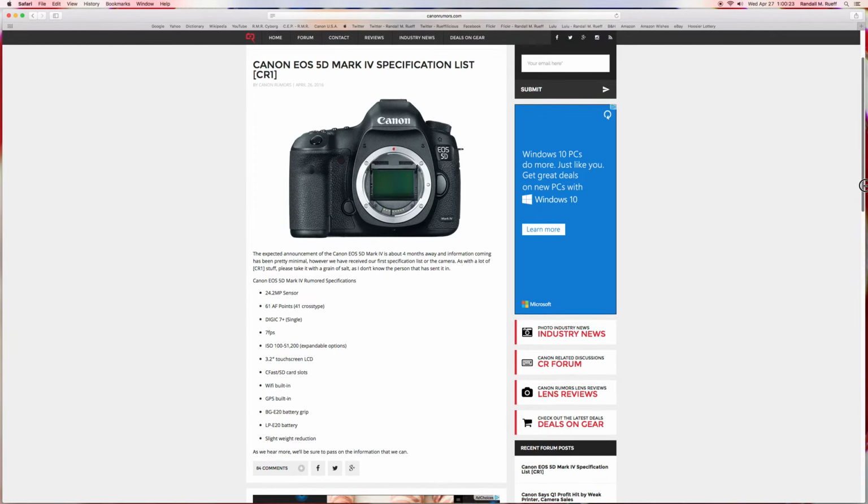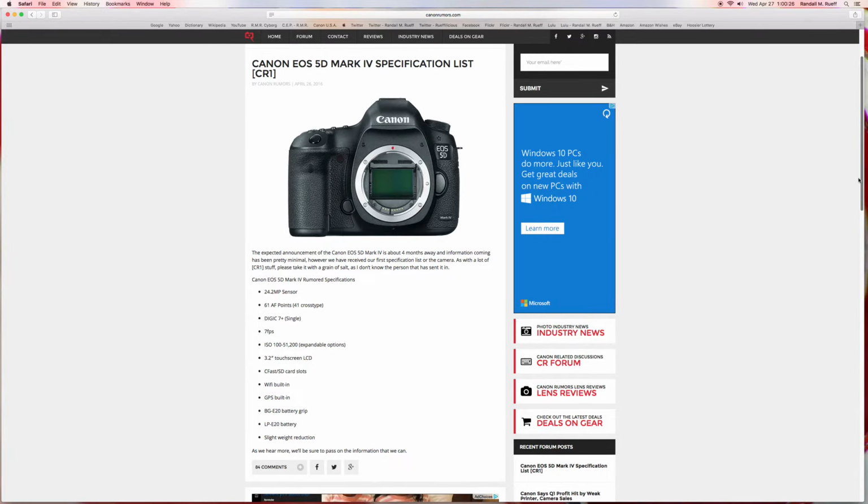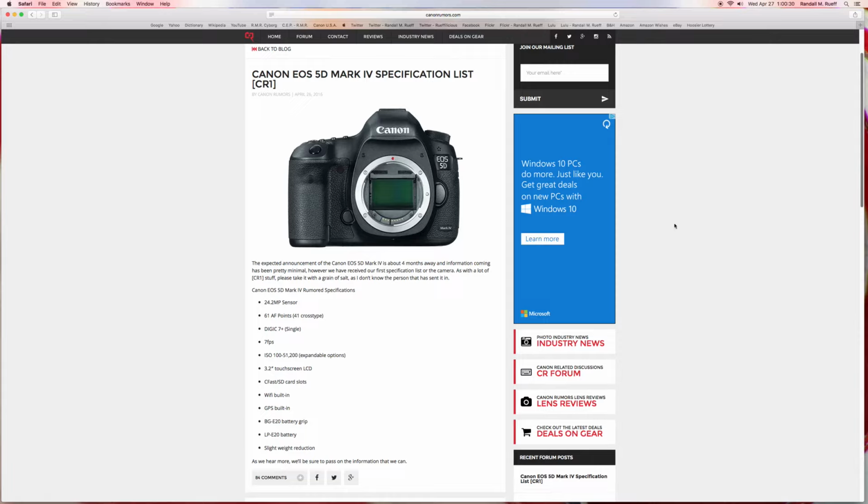Okay, so in other words, they're saying don't count what they're saying as the gospel because they're not for sure. So let's see what we got here. Theoretically, based on rumors, nothing substantiated, but just rumors, the 5D Mark IV will have a 24.2 megapixel sensor, which is disappointing because I thought it would be a lot more. With the 5DS and 5DSR having a 50 megapixel, I was so hoping it would be a lot more than 24.2. But I digress. 61 autofocus points, 41 cross type, nothing new there. A single Digic 7, nothing surprising there. 7 frames per second, not surprising, that's about right.